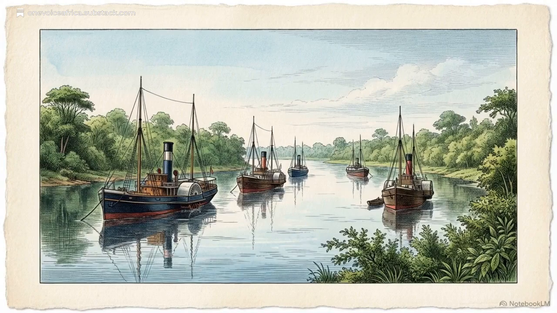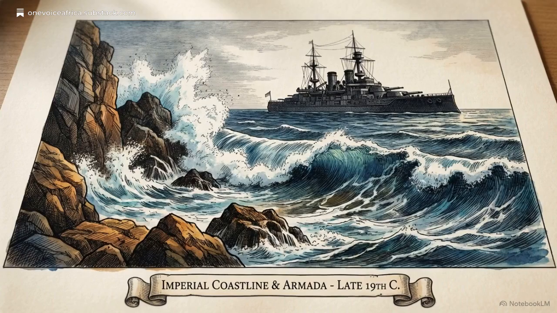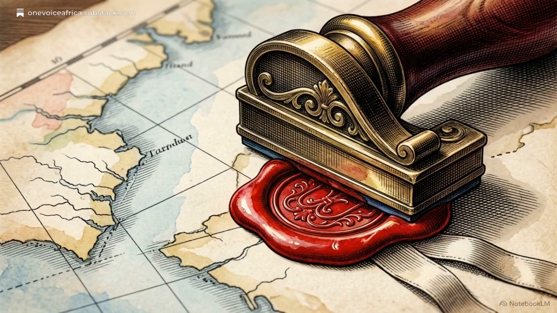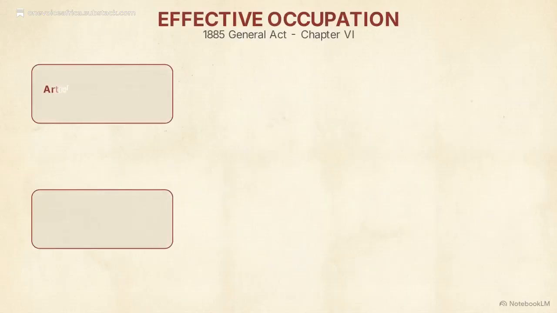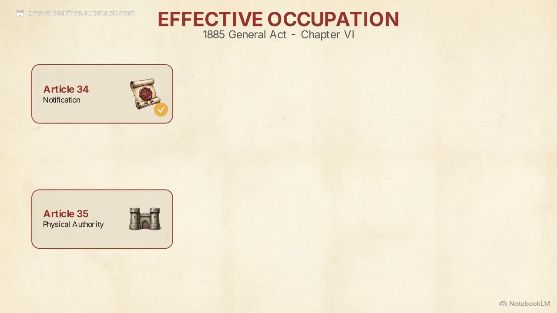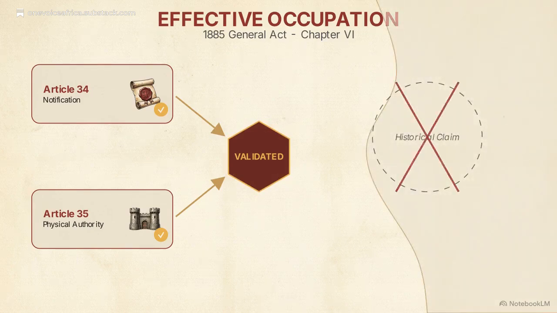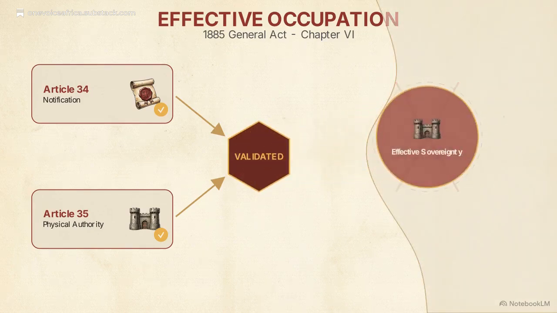While the interior was managed as a neutral trade zone, the coastlines were subject to a new, more aggressive legal protocol. Chapter 6 of the Act introduced the doctrine of effective occupation. This legal algorithm required two steps. First, Article 34 demanded formal diplomatic notification of a claim. Second, Article 35 required proof of actual administrative authority on the ground. Sovereignty now demanded physical infrastructure. Without it, historical claims were discarded.